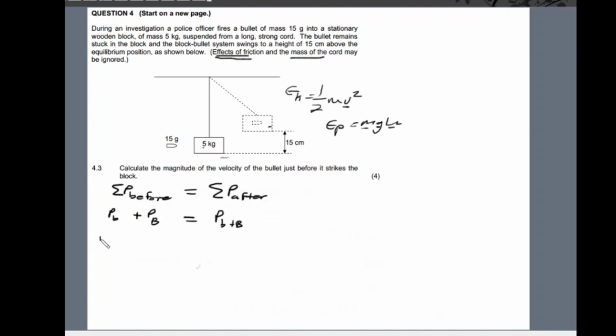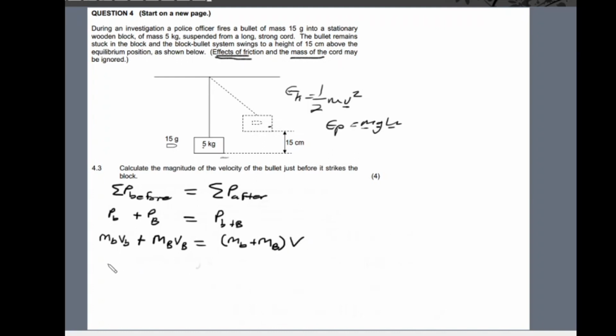So the momentum of the bullet will be the mass of the bullet times the velocity of the bullet before collision, right? And then here we have the momentum of the block. So the momentum of the block will be the mass of the block times the velocity of the block before collision. Now here we will have the mass of the bullet and the mass of the block combined, because now they are one system, times the velocity of the entire system, right?